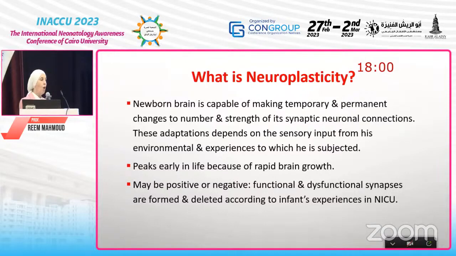What is neuroplasticity? The newborn brain is capable of making temporary and permanent changes to the number and strength of its synapses. These adaptations depend on the sensory input and experiences he is subjected to in the neonatal ICU. Neuroplasticity peaks early in life because there is rapid brain growth. It may be positive or negative. The synapses may be functional or dysfunctional according to his experiences in the neonatal ICU.